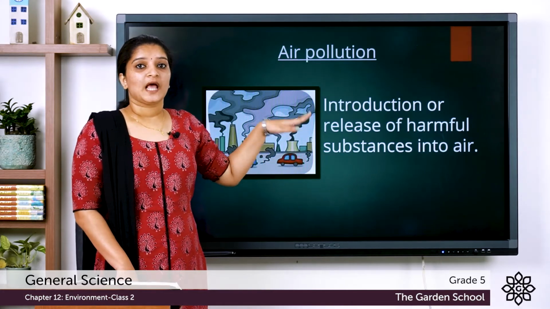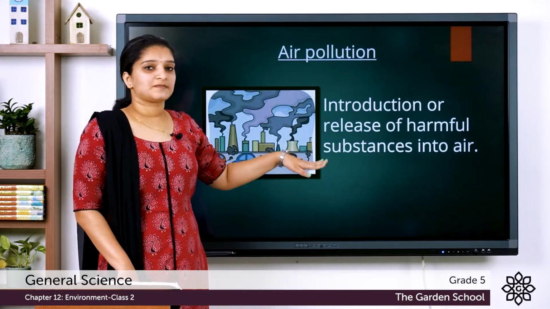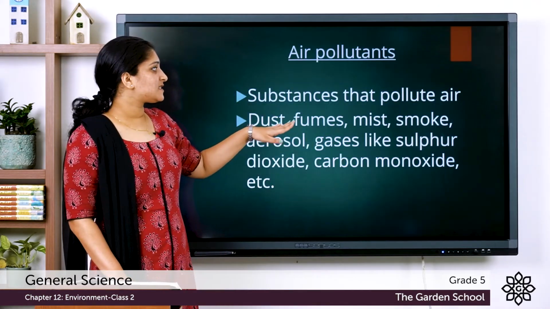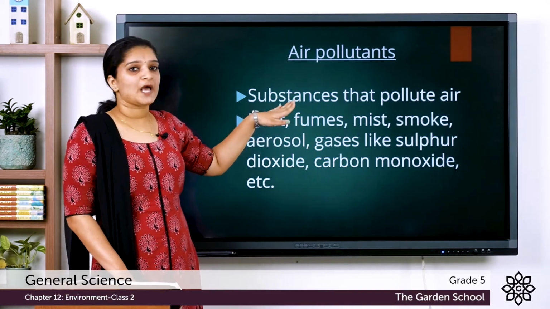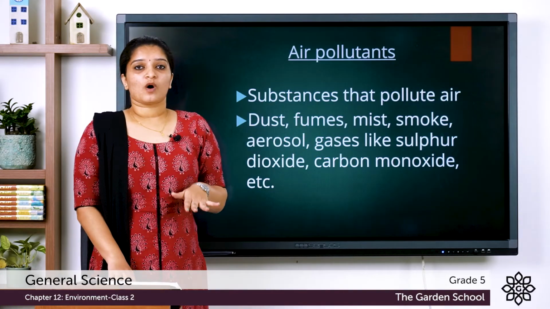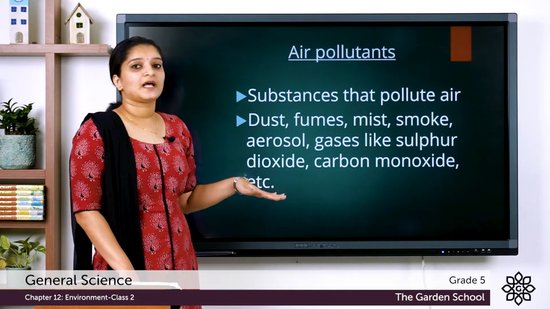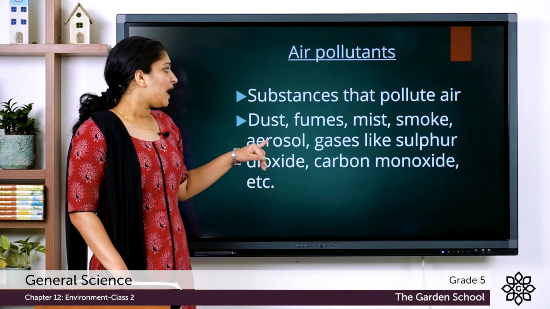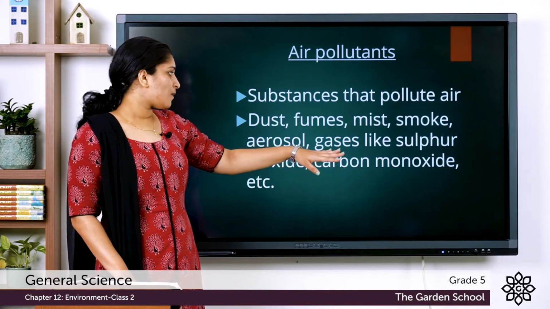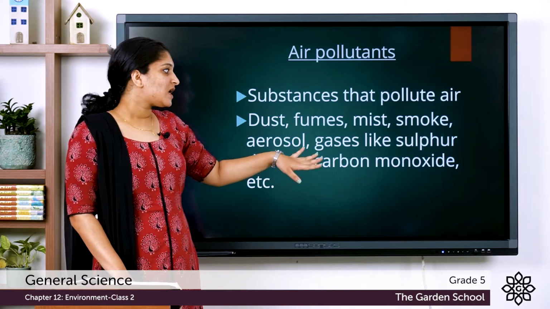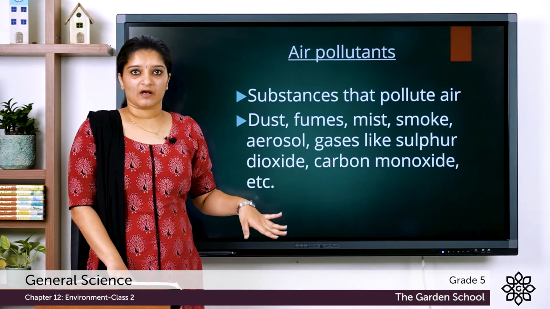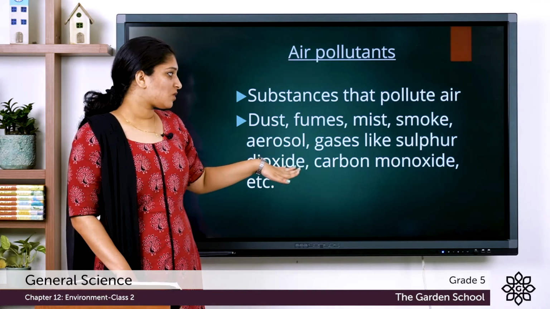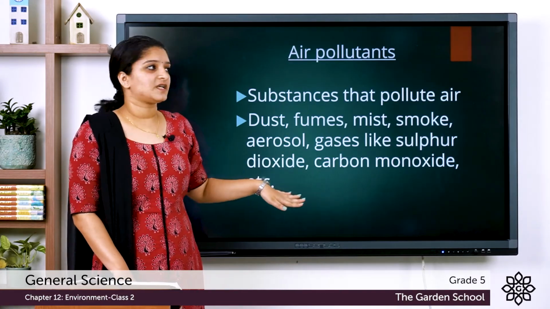You have to note the point. Air pollution is the process in which harmful or unwanted substances are present in the air. The substances that contaminate or pollute air are known as air pollutants. Examples of air pollutants include dust, fumes, mist, smoke, aerosols and gases like sulfur dioxide, carbon monoxide, etc.